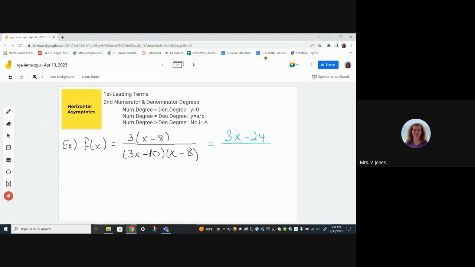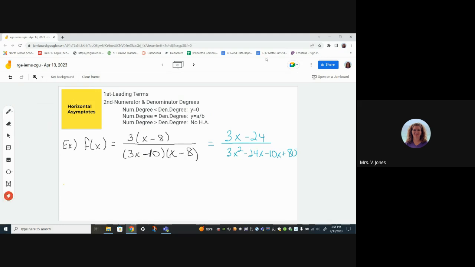If you do distributive property or FOIL over here, you're going to have your 3x times x, which is 3x squared. Then you'll do your outer terms, which is negative 24x. Then you'll have your inner terms, which is negative 10x. And then when you take last times last, you get a positive 80.